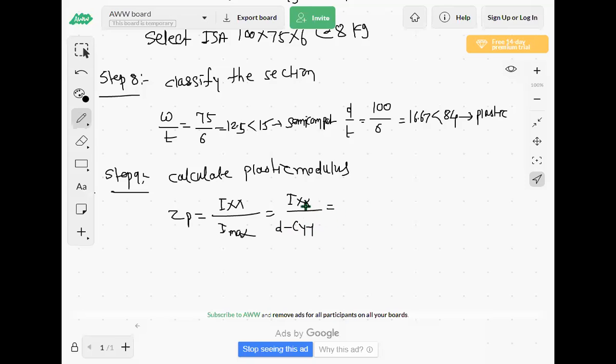So now again go to steel table for the section 100 by 75 by 6 and find the moment of inertia Ixx for this section, and again the Cyy value. So tell me, I don't have the steel table, please tell me these values. How much is the value of Ixx and Cyy, tell me.